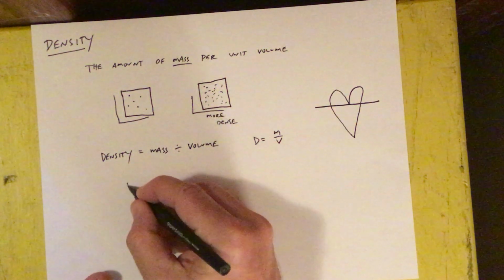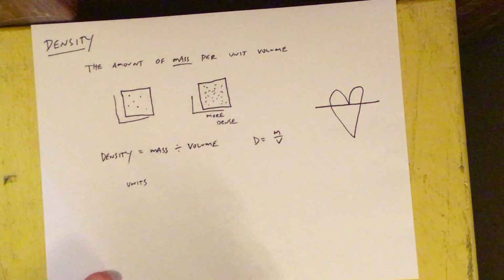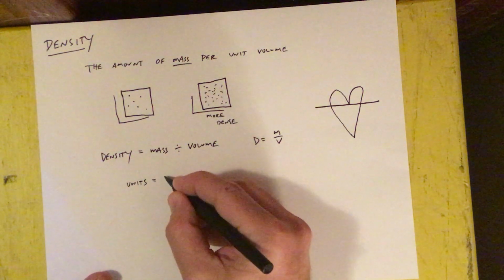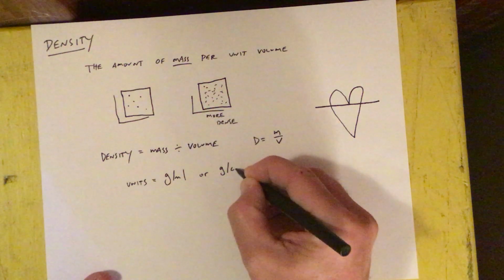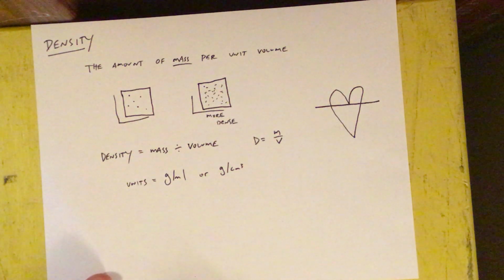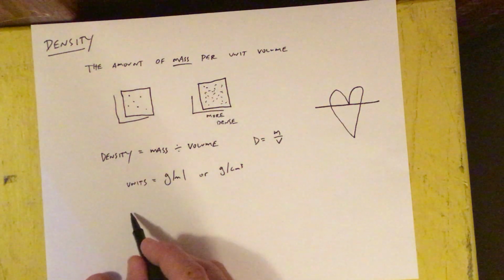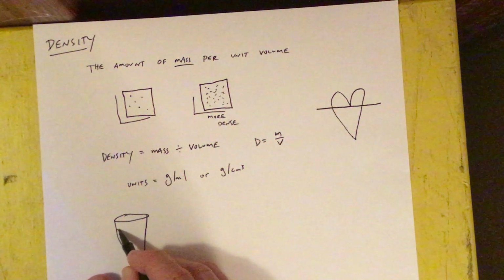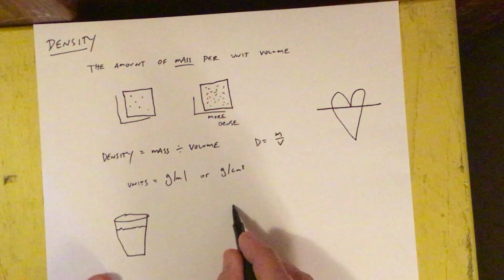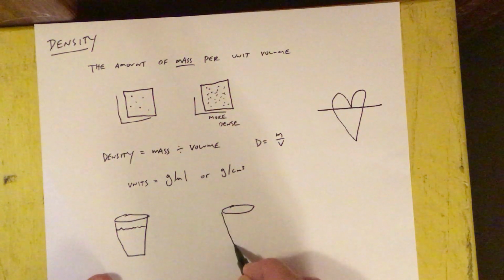The units for density are grams per milliliter or grams per centimeter cubed. Something else that comes into play is the density of water. The density of water is 1 gram per milliliter.